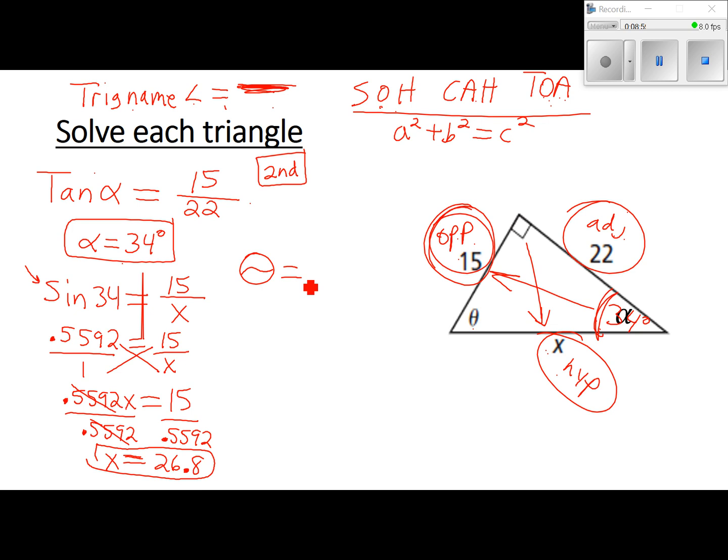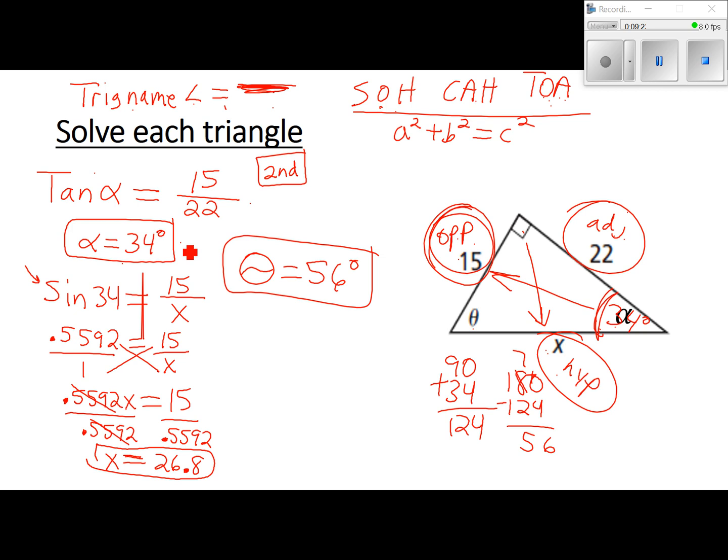Well, to find theta, the easiest way, we know that this angle's 90, that angle's 34, so we just add those two. That's 124, and then we subtract that from 180. Have to borrow there, 56 degrees, so theta is 56 degrees, that angle is 56 degrees. So now we've solved the triangle, we've got all 3 parts, and that's what the answers you would write in the blanks or on the homework.